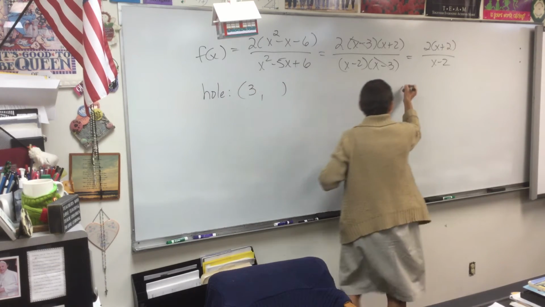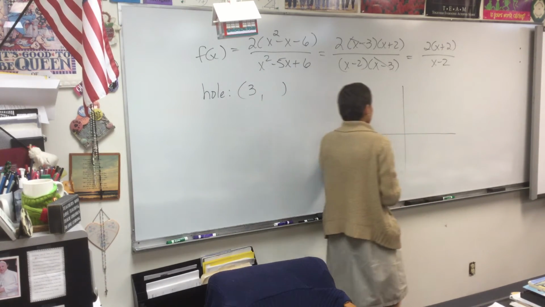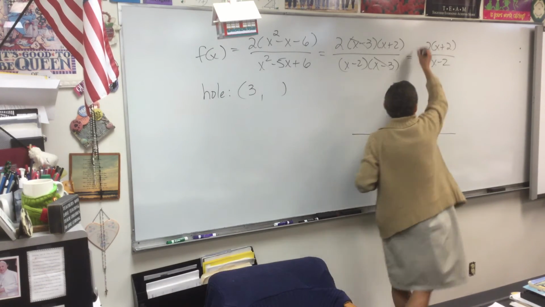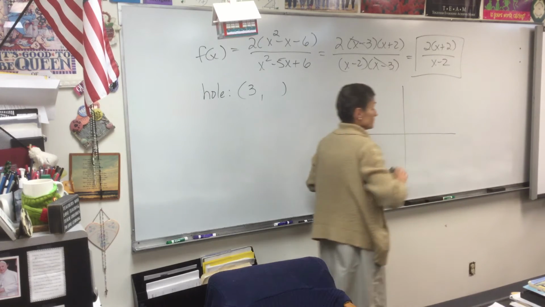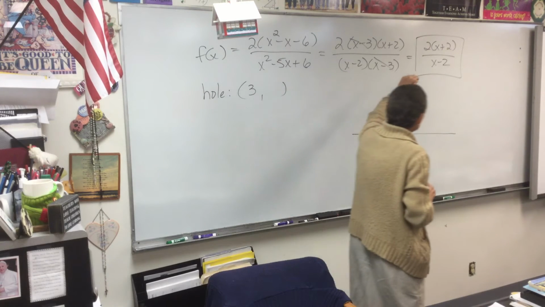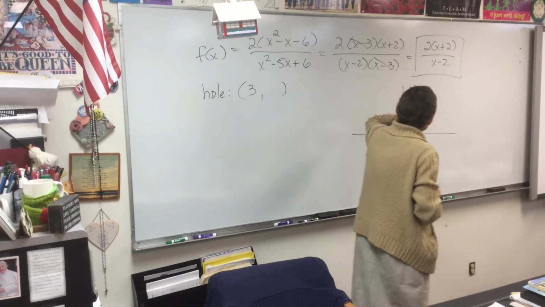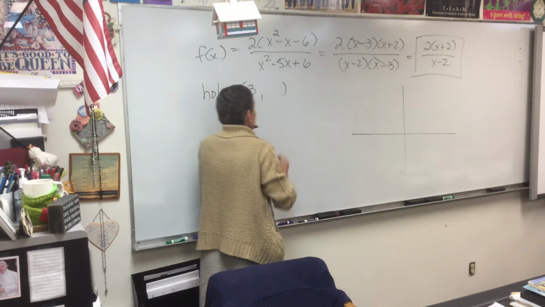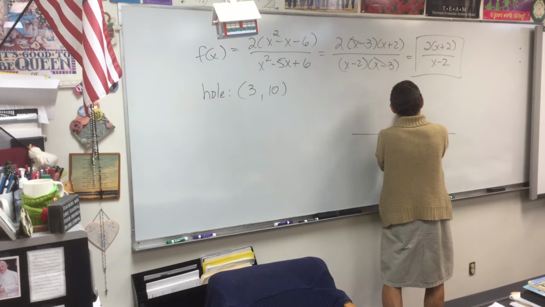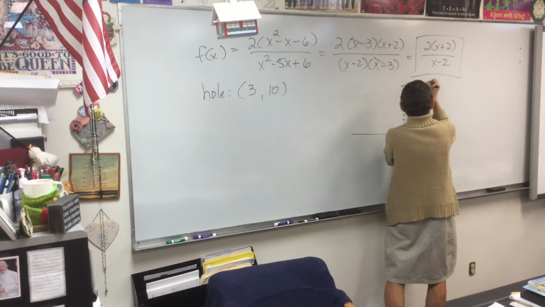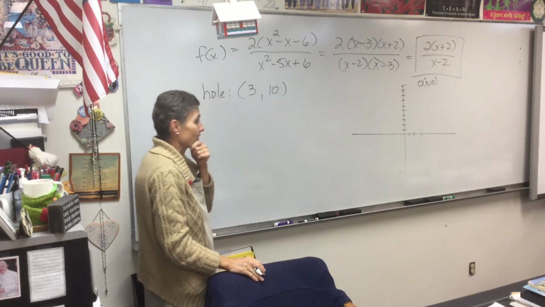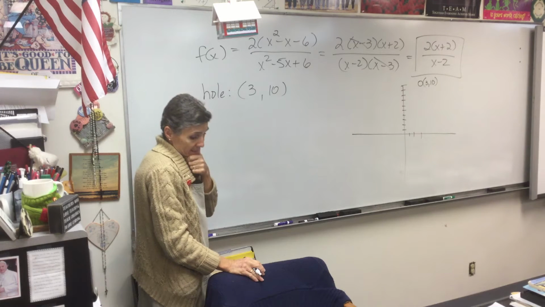I've got to graph it, folks. It's a dot on my graph. I need a y coordinate. How will I get my y coordinate? Plug it in. Plug it in right here. This is where I plug it in. If you plug it in back here, it won't work. You'll get a 0 in the bottom. You've got to plug it in your new problem. So if I plug in 3, what do I get? 10. So there is a hole at 3, 10. Open dot. That's how you plot it. An open circle, just like that, at the point 3, 10.